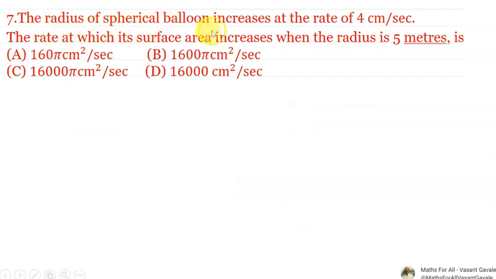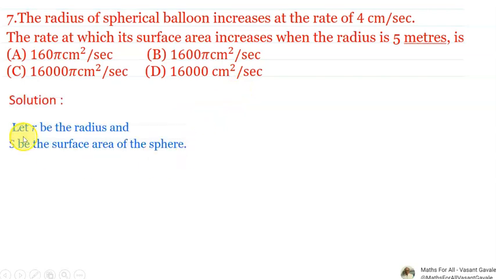The radius of a spherical balloon increases at the rate of 4 centimeter per second. The rate at which its surface area is increasing when the radius is 5 meters is: A, 160 pi centimeter square per second; B, 1600 pi centimeter square per second; C, 16,000 pi centimeter square per second; and D, 16,000 centimeter square per second.